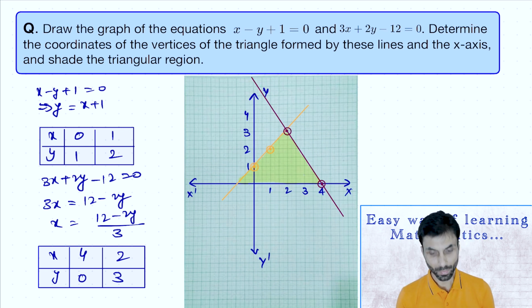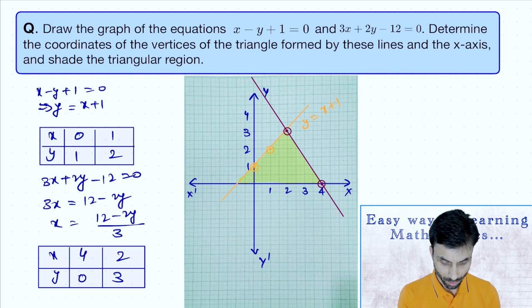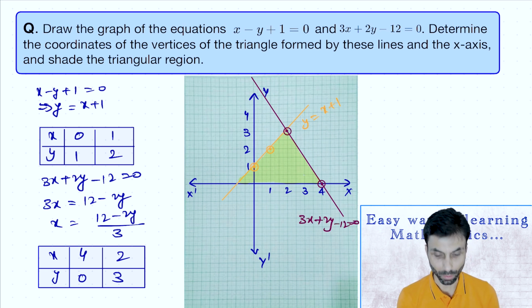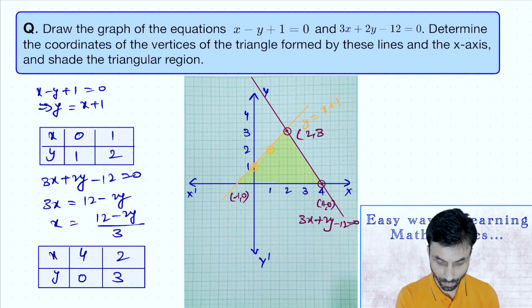We will get this particular graph, and here this equation represents y equals x plus 1, and this represents 3x plus 2y minus 12 equals 0. Now in this case, we see that the region bounded by these two lines and the x-axis is the shaded region, and the lines intersect the x-axis at minus 1 comma 0, at 4 comma 0, and this is 2 comma 3.